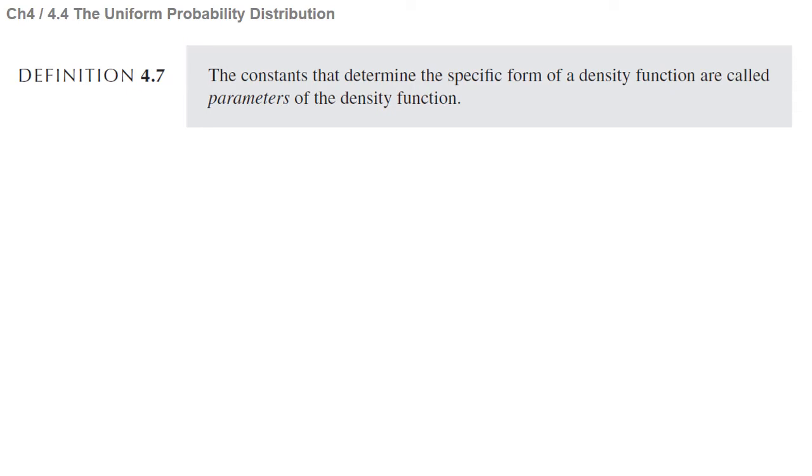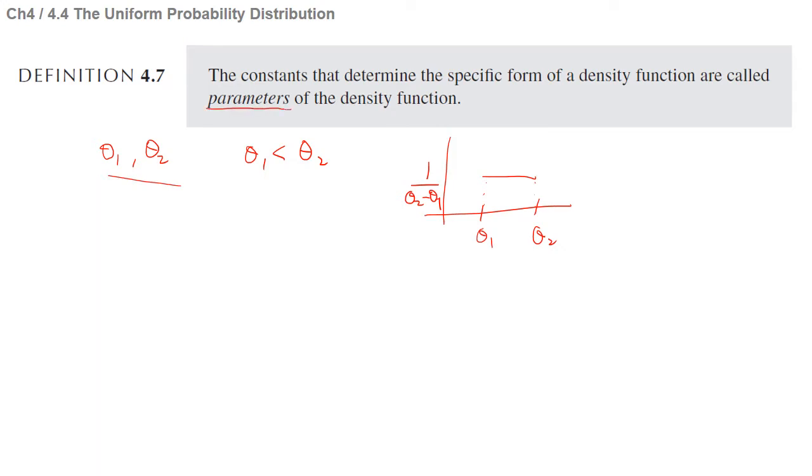And here comes definition 4.7. The constants that determine the specific form of a density function are called parameters of the density function. In the previous example, theta 1 and theta 2, where theta 1 is less than theta 2, determine the density function itself. These are called parameters, and in the future we are going to see many more parameters related to different continuous or discrete random variables.